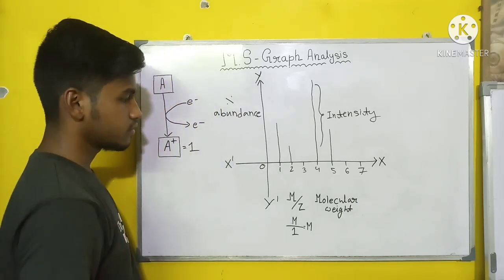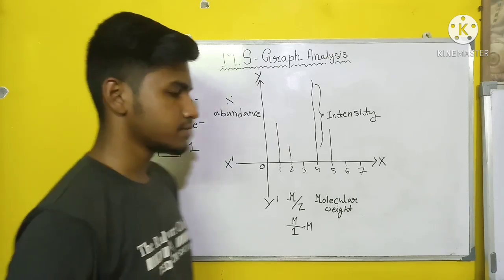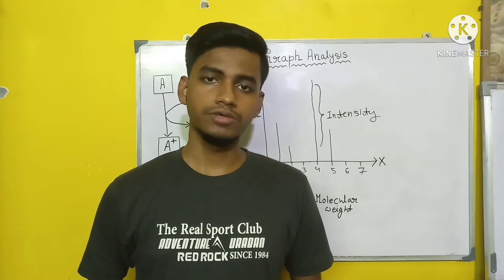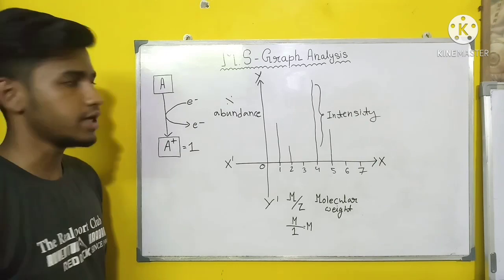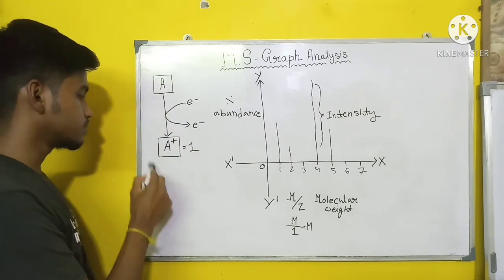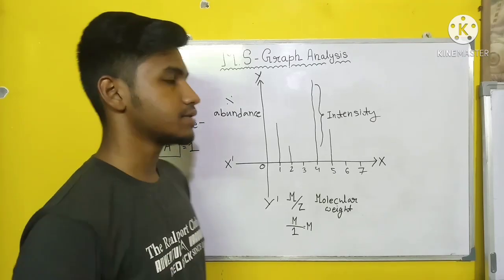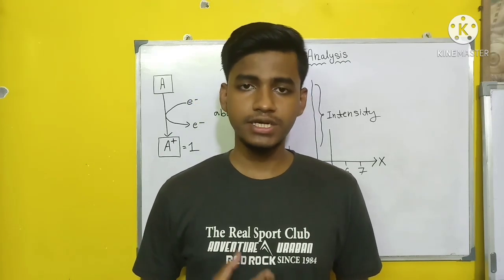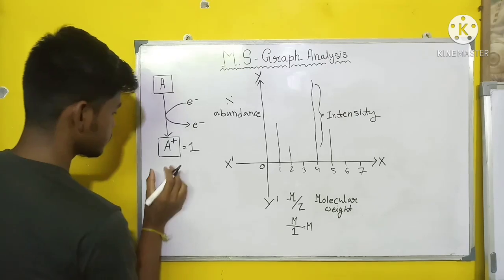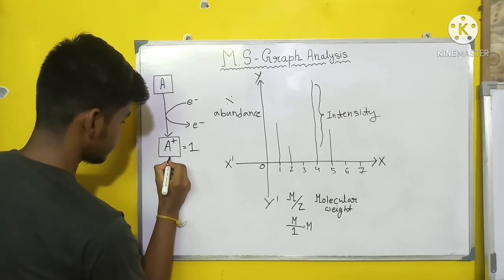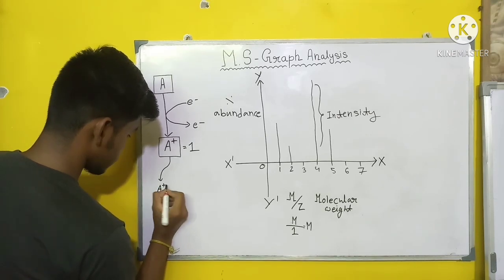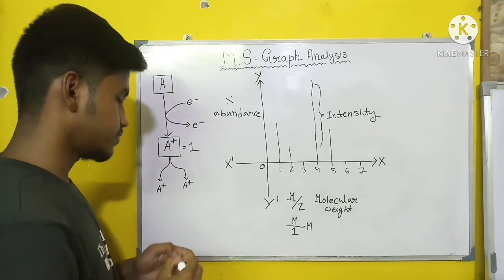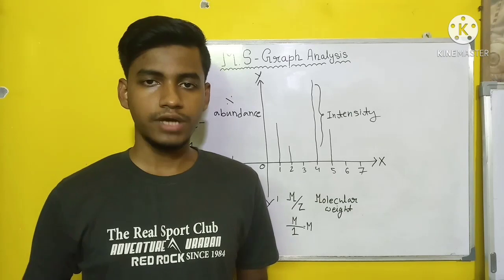So now guys, you may have a question: how will you determine the molecular ion and fragment ion? Because we all know that after ionization, when this molecular ion goes through the magnetic field, it will divide into some small fragment ions. So the molecular ion is fragmented into small fragment ions.